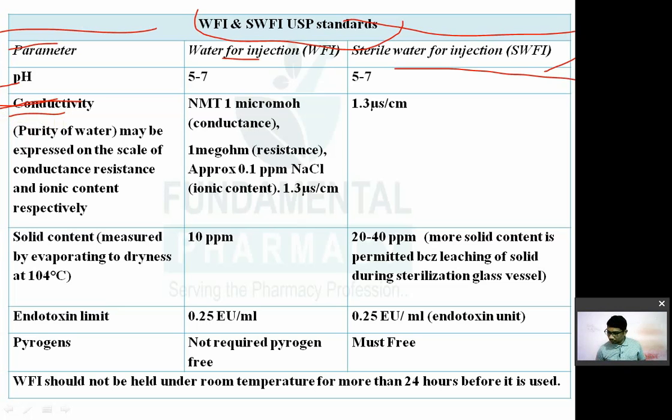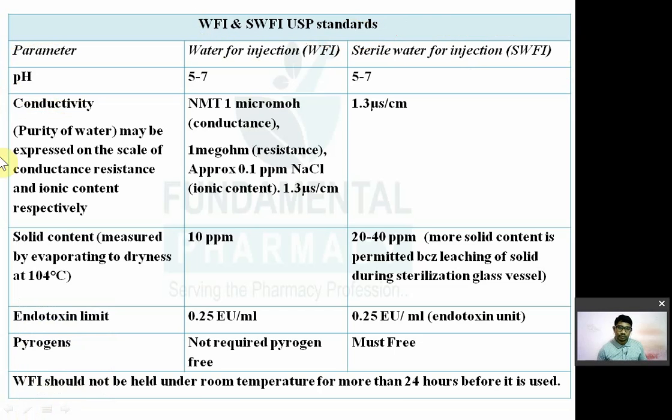Okay, what is the conductivity limit for your sterile water for injection and water for injection. Again it is very important. So purity of water may be expressed on the scale of conductance, resistance, then ionic content. वाटर का जो प्योरिटी होता है वो कैसे डिनोट करेंगे, प्योरिटी ऑफ वाटर कैन बी चेक्ड बाय आइदर कंडक्टेंस, दैट इज कंडक्टिविटी, रेजिस्टेंस, and ionic content. For water for injection and sterile water for injection, what is the limit for conductivity, 1.3 microsiemens per centimeter, ये लिमिट होता है, याद रखो.